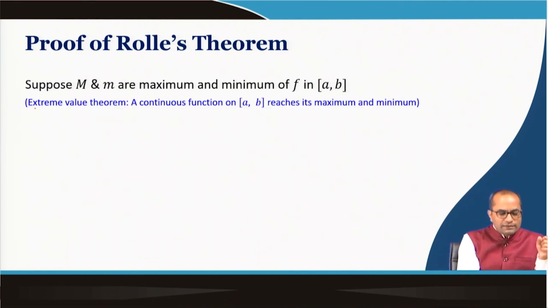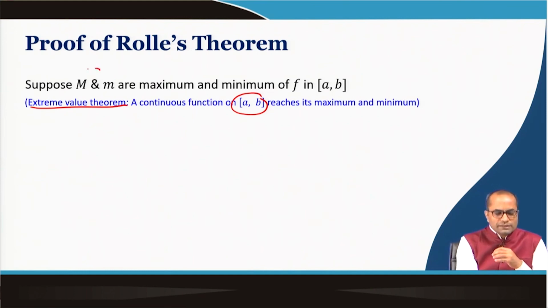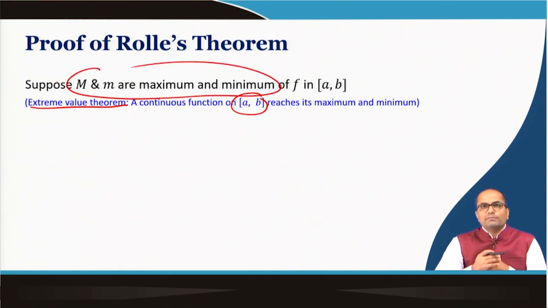And this extreme value theorem, which is another result, says that a continuous function in a closed interval reaches its maximum and minimum. So, if we are talking about the closed interval, which is the case here, a to b, and our function is a continuous function, then this extreme value theorem says that definitely there will be a maximum and minimum. So, there is no question of existence of this maximum and minimum in this closed interval for this continuous function.